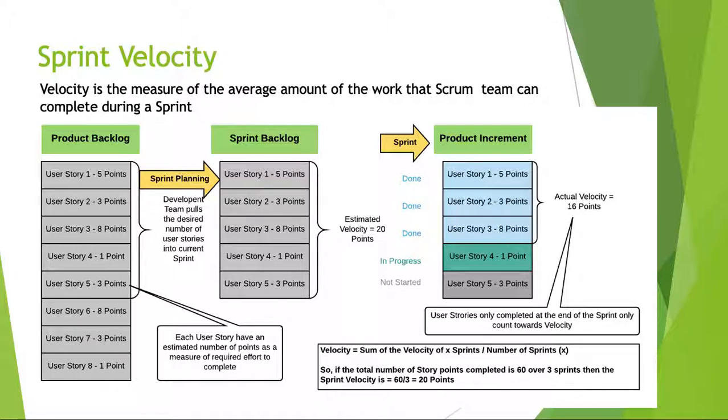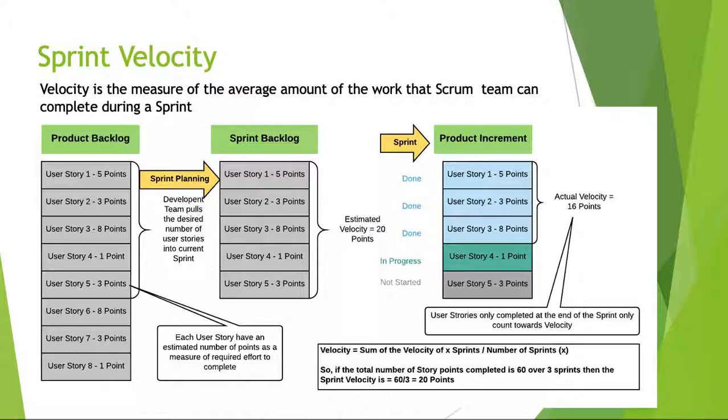Now to calculate the velocity, we would need to take the average of the actual velocity for at least 3 consecutive sprints. So if the actual velocity of 3 consecutive sprints are 16, 20, and 24 points, then the velocity of the team becomes 20 points, which is the average of the actual velocity of the 3 consecutive sprints. This is how the sprint velocity is calculated for a Scrum team.